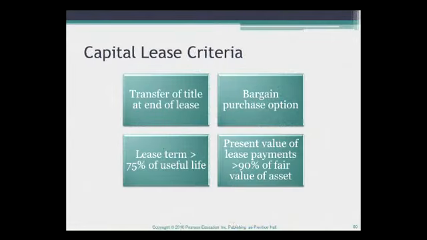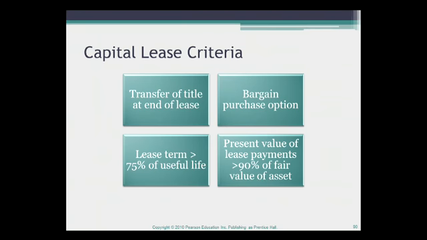Okay, another criteria, the lease term is greater than 75% of the useful life. What we're saying here is, let's say we have a piece of equipment that can be used for 6 years. Realistically, this piece of equipment is going to last for 6 years. Well, if you lease this for 5 years, you're using it for the majority of the useful life. Or let's say it's a 10-year useful life, you use it for 9 years. You're using it for the majority of the useful life, and therefore it's like you're purchasing it. So this is a capital lease.